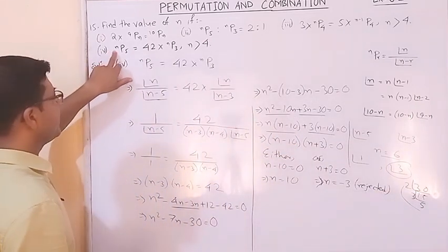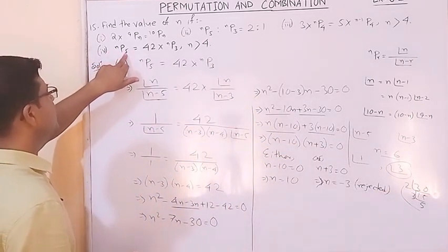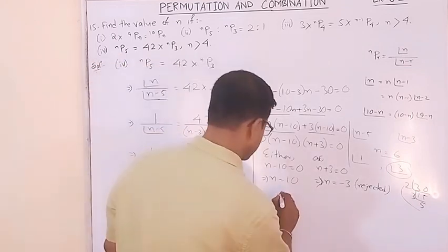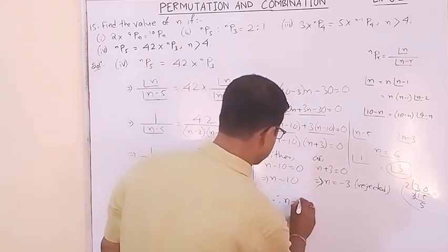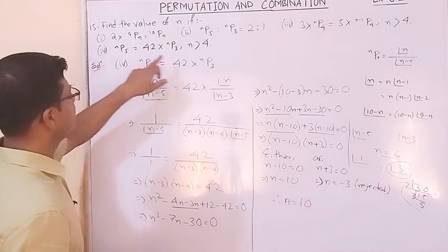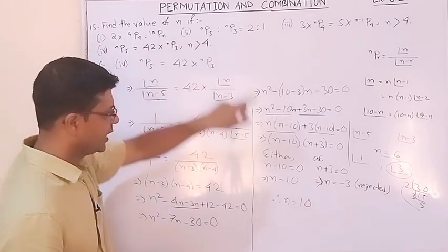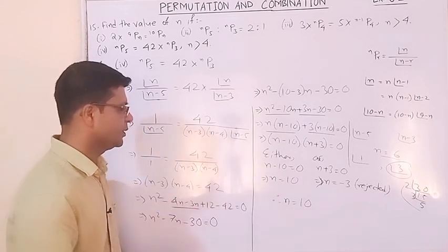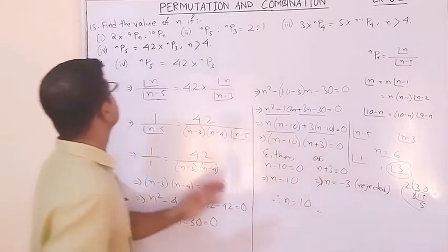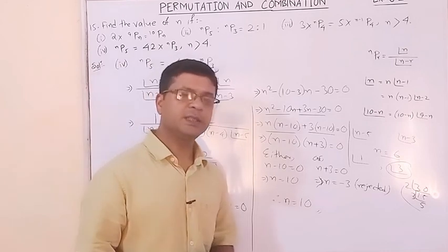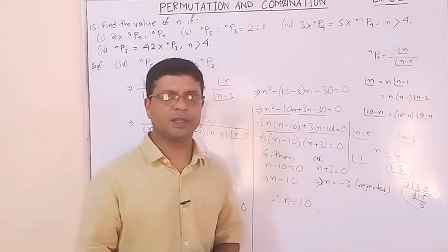We know the value of n is always positive and more than or equal to this. Okay, so here what is the value of n? n is equal to 10. Dear students, you can check that this n is greater than 4, so we can take n as 10. This value we can accept. Okay, so this is the answer. So thus we have completed exercise 6.2. I hope all of you enjoyed the class. Thank you, students.